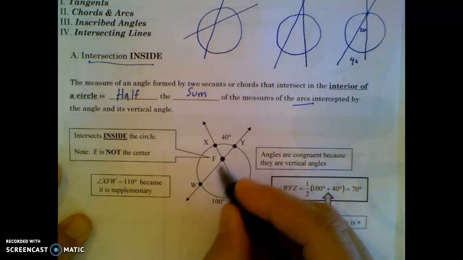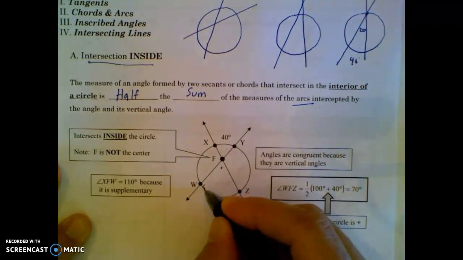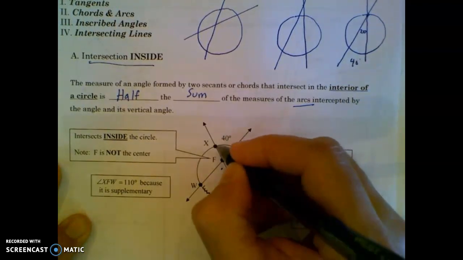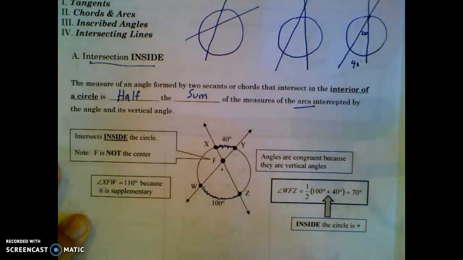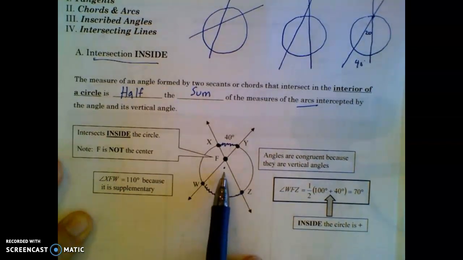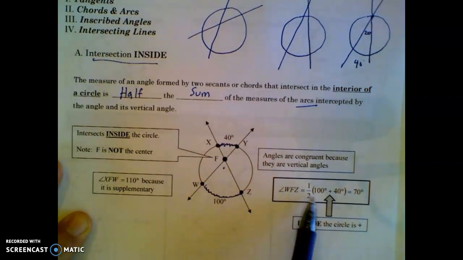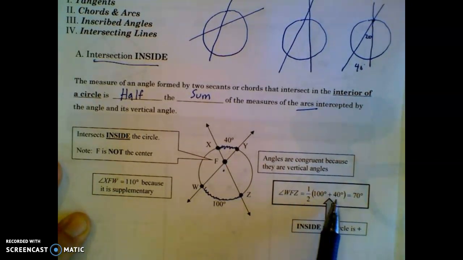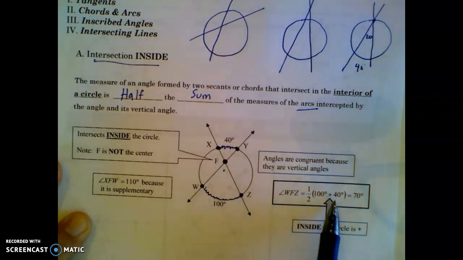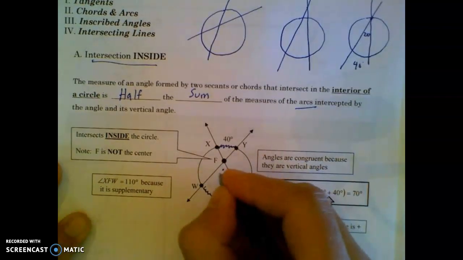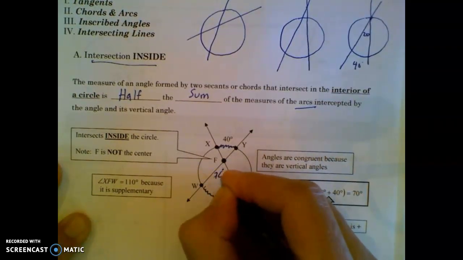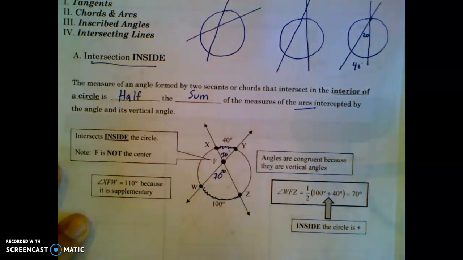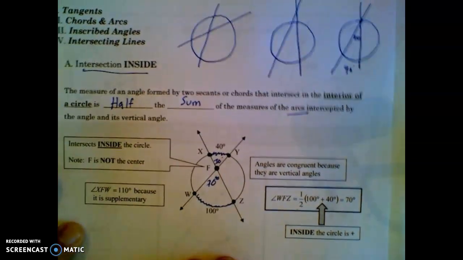Well, the two arcs made, again, if you look in the forward direction of this angle, I'm making this 100-degree arc. But if you look at the vertical side of this, I also make a 40-degree arc. So again, this angle here is going to equal 1/2 of the sum of the two arcs. So I'd add 100 plus 40, that's 140, take half of it, and that's 70. So that means this is a 70-degree angle. And so the vertical angle would also be 70 degrees. So that's what we're going to use today.